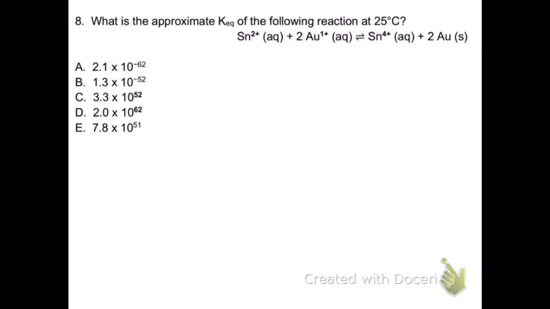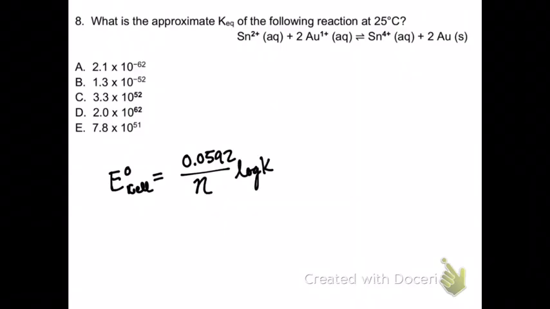In this problem, we have to find a KEQ, but we're only given a reaction. So how can we quantify this reaction? Well, it's a redox reaction, right? And how can we attach some numbers to this? By using our reduction potentials table. We can find the E standard. And remember, if you know the E standard of the cell, then we can figure out the KEQ using this equation. But first, we need that E standard of the cell. So that's precisely what we're going to find.